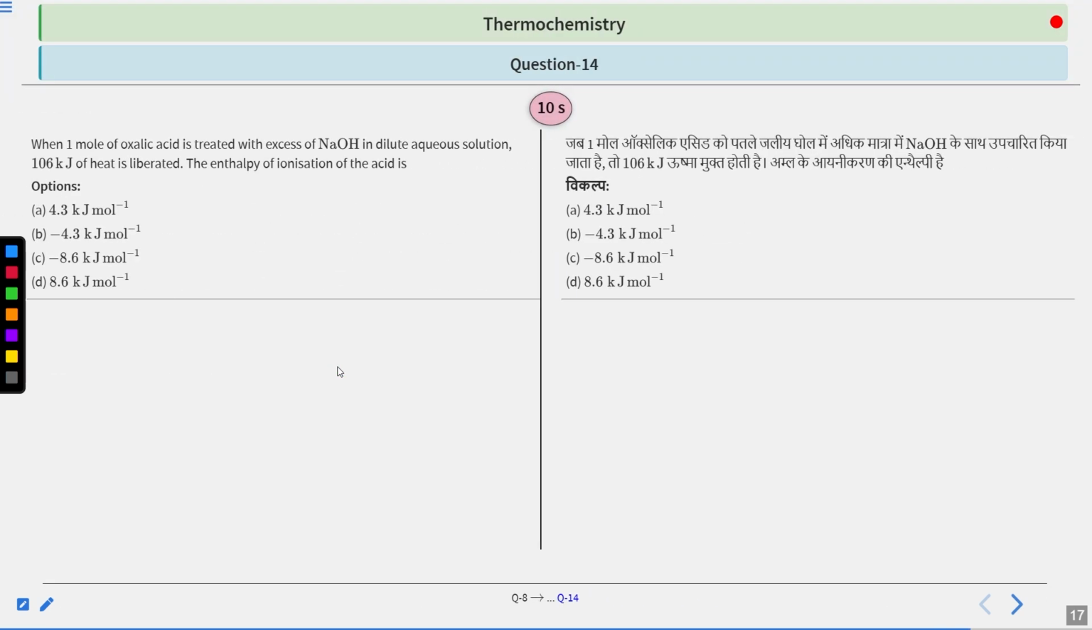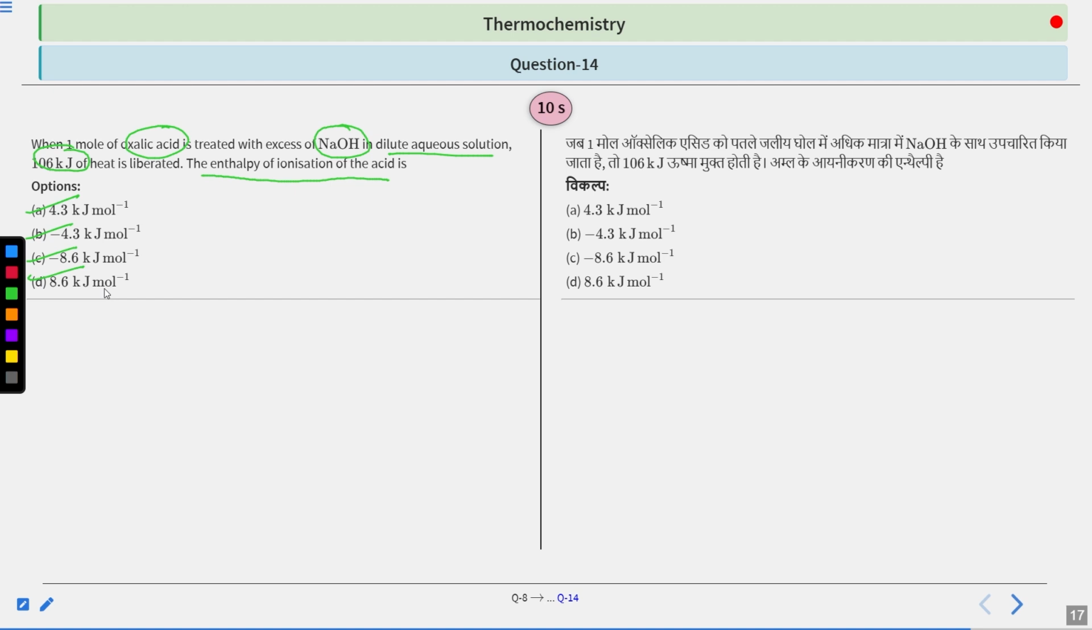The next question is: when 1 mole of oxalic acid is treated with excess of NaOH in dilute aqueous solution, 106 kilojoule of heat is liberated. The enthalpy of ionization of acid is: A, 4.3 kilojoule per mole; B, minus 4.3 kilojoule per mole; C, minus 8.6 kilojoule per mole; and D, 8.6 kilojoule per mole. So what is written here is that 1 mole of oxalic acid is treated with NaOH, which means a simple acid base reaction, and in that process 106 kilojoule of energy is released.